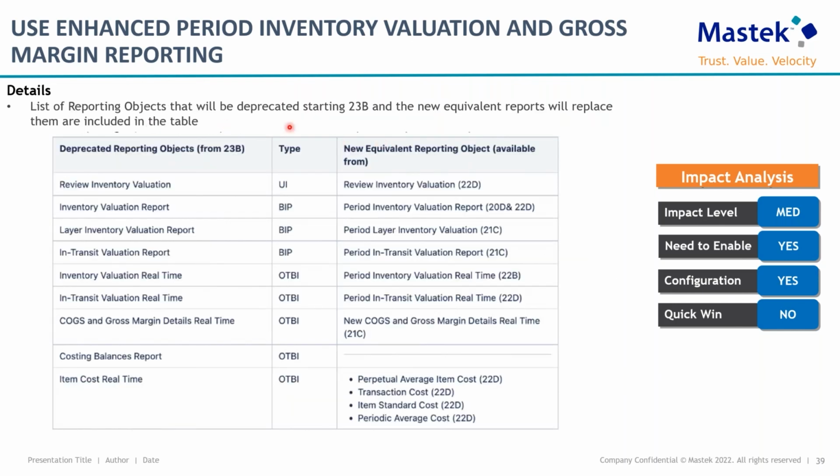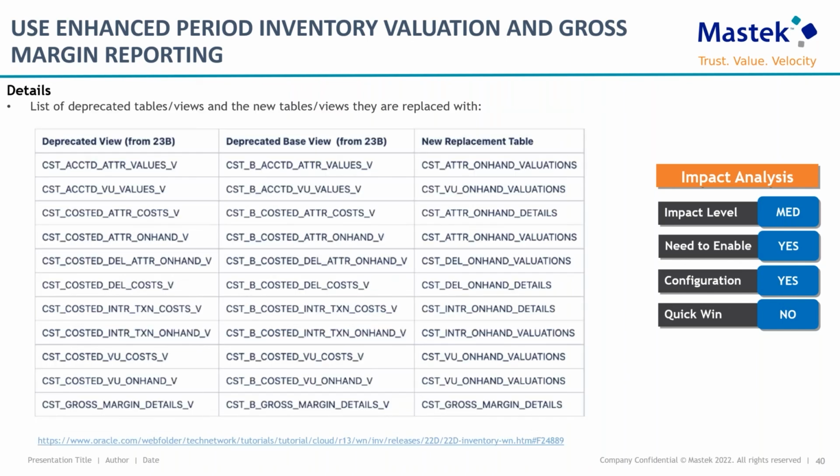So these are the list of reporting objects that will be deprecated, followed by the list of the reporting objects that will be available with the respective updates. In the next slide, these are the list of tables and views that are going to be deprecated starting 23B. We strongly advise users to check their dependency on any of the above listed tables or views in their RTF objects and process designs, and proactively plan the changes to cater to the coming updates and deprecations. Also, users may visit this link for more updates and details.